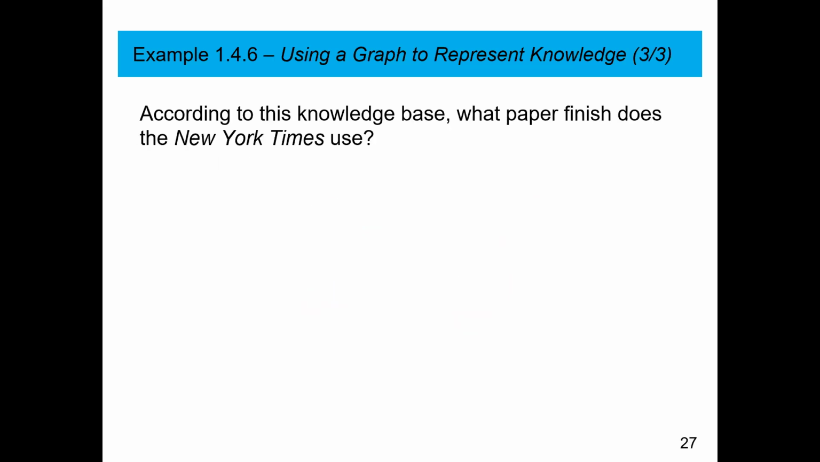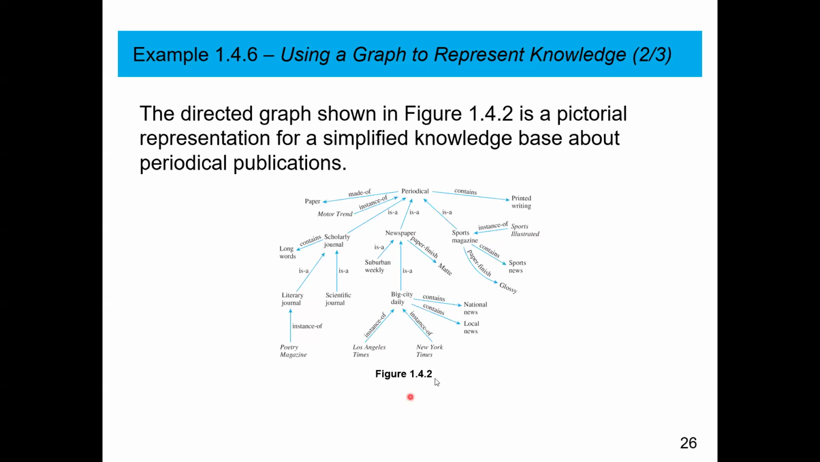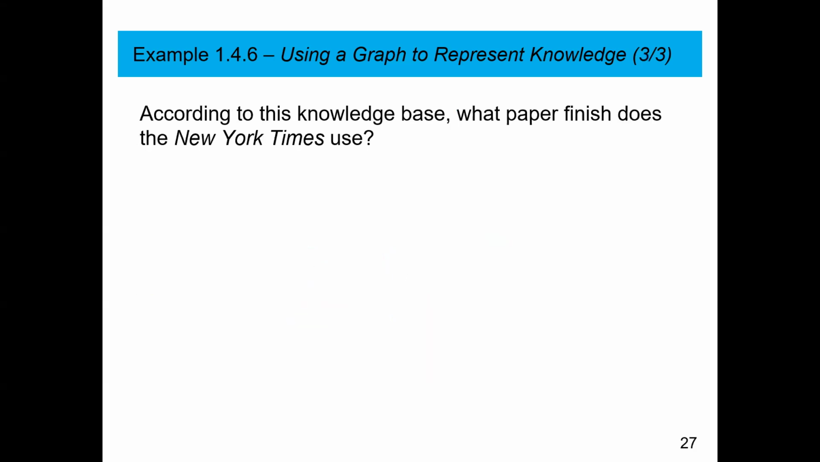what paper finish does the New York Times use? So we come back to our graph and we say, hey, here's the New York Times. New York Times goes up to Big City Daily because we just follow the flow of the chart. Big City Daily flows up to newspaper. Oh, here's paper finish, matte. Okay, so we know that it goes to matte. I could keep following it up to periodical and notice I can't come back down this direction because it's one direction. So my edges have one direction. They don't really come back the other way. So this is the idea that we get to use to work through these ideas multiple times.